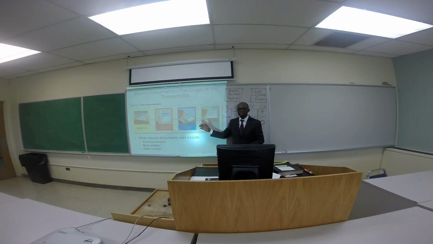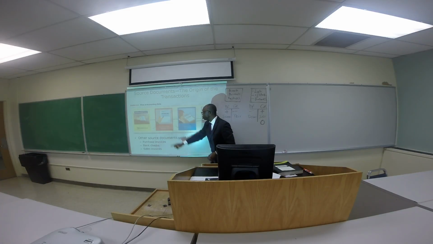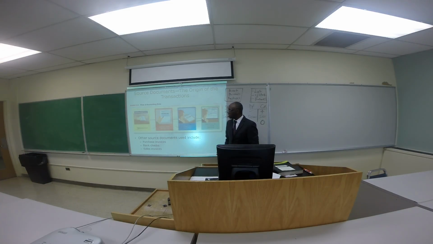So this diagram demonstrates how this is played out. The transaction happens, you have a source document, then you analyze the transaction. What does that mean? You think about the impact of the transaction on different accounts. Which account is going to be increased or decreased, and then ultimately you record the transaction.